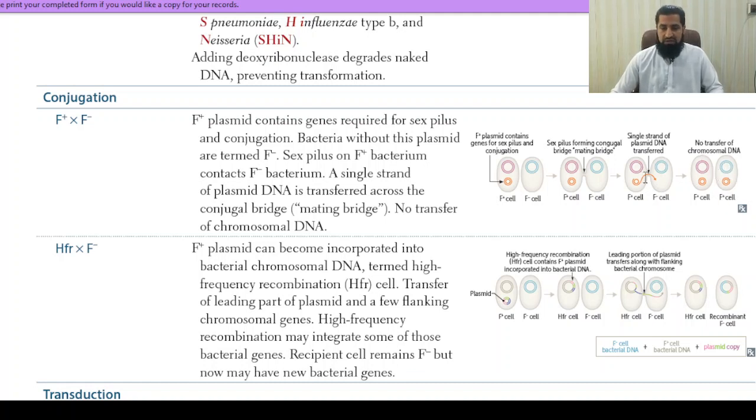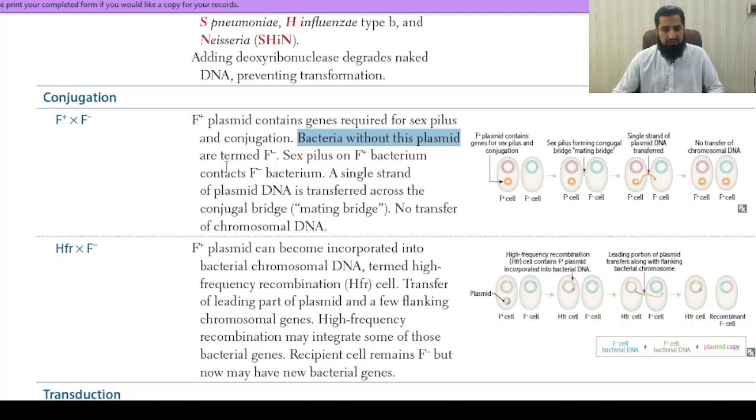But remember, there is no transformation of chromosomal DNA. Chromosomal DNA is not going to be transferred in this process. So an F negative cell converts into an F positive cell by this process, which can be represented by F positive cross F negative. F positive plasmid genes are required for sex pili and conjugation.